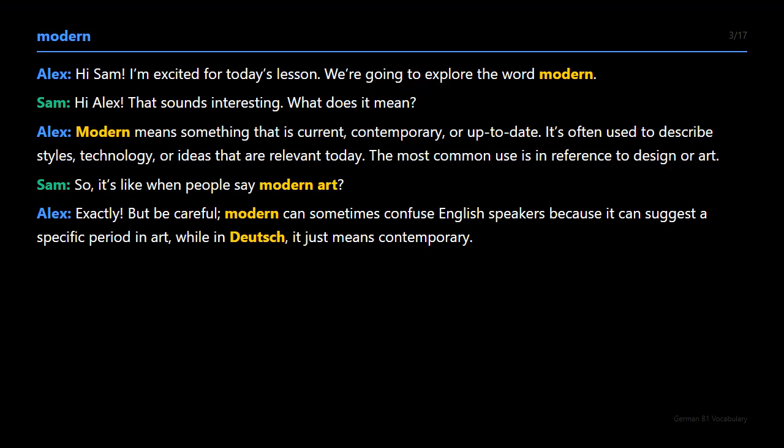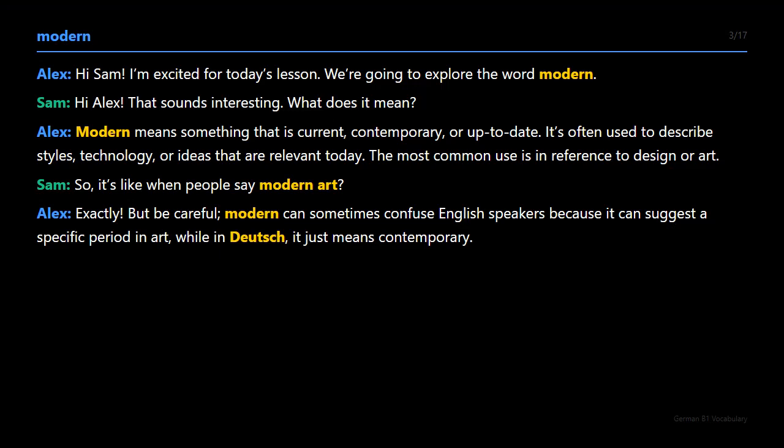Modern means something that is current, contemporary, or up to date. It's often used to describe styles, technology, or ideas that are relevant today. The most common use is in reference to design or art. So, it's like when people say, modern art.